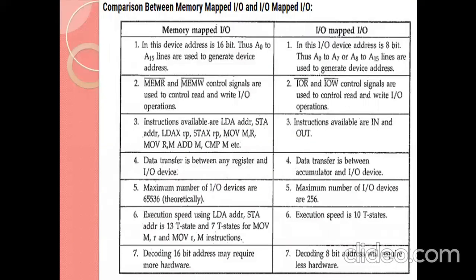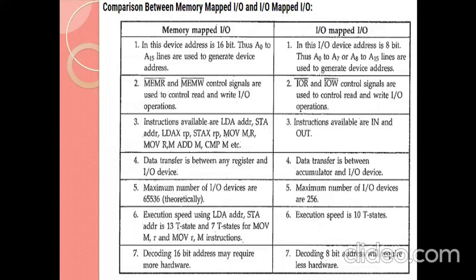Next, we are going to see the difference between the memory mapped IO technique and the IO mapped IO technique. First point: in IO mapped IO, 8 address lines are used, and in memory mapped IO, 16 address lines are used. Here the control signals are IO read and IO write, but in memory mapped IO, memory read and memory write. In IO mapped IO, only 2 instructions are used, one called IN and another called OUT. But in memory mapped IO, there are LDA, STA, LDAX instructions, and more like that.